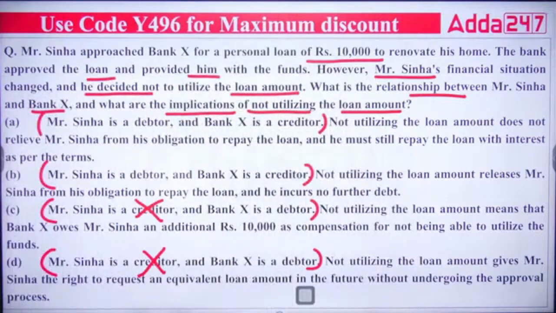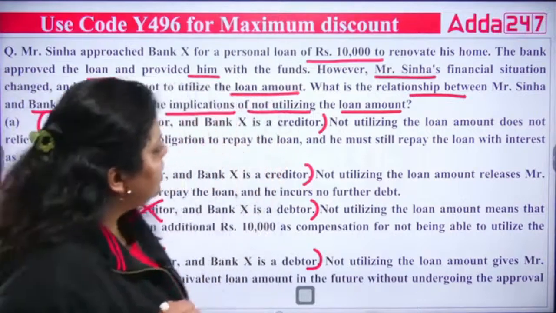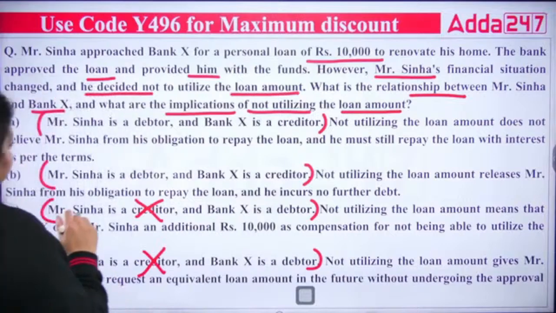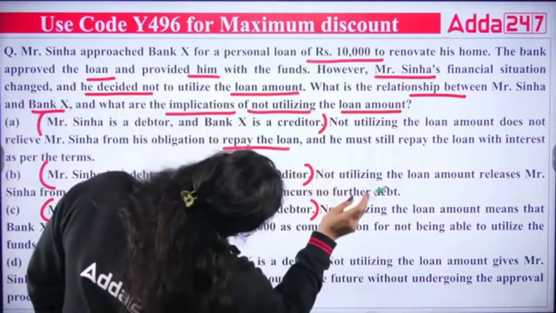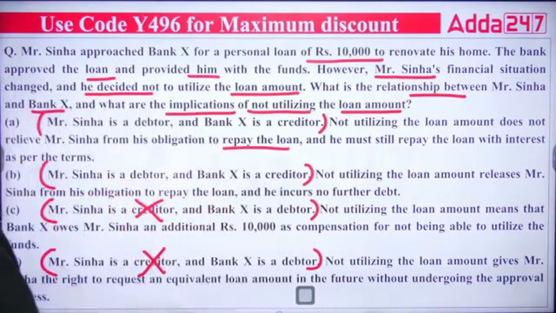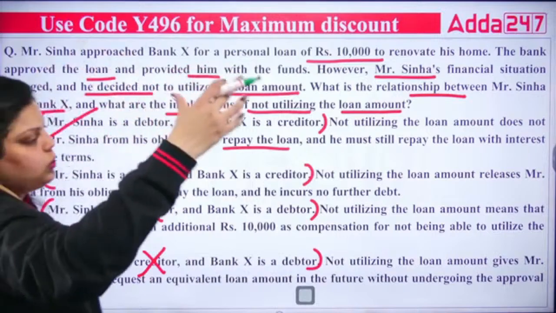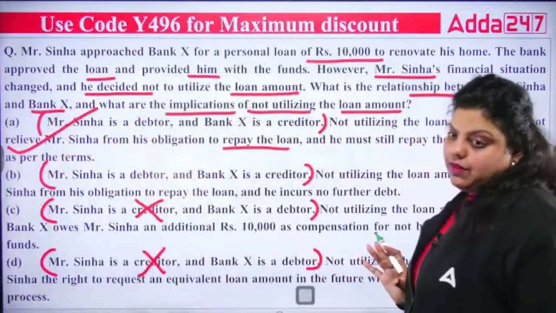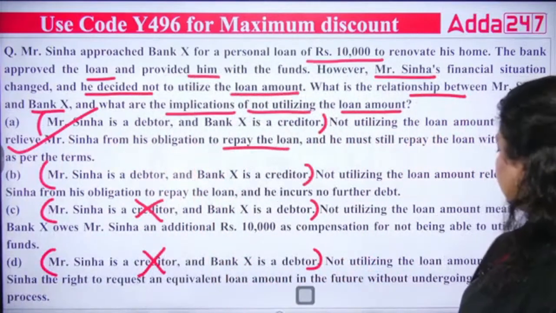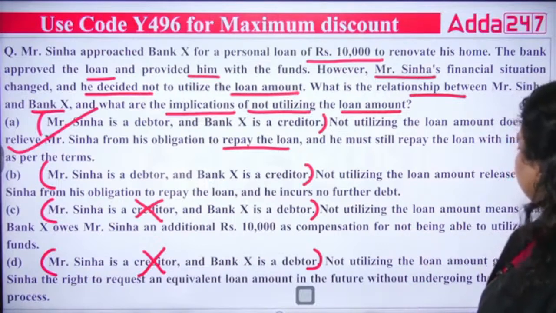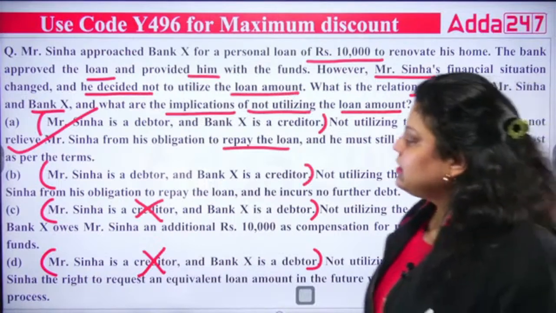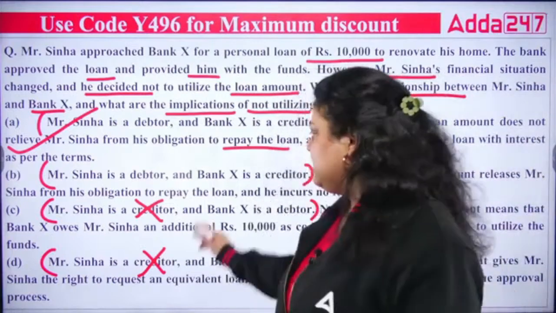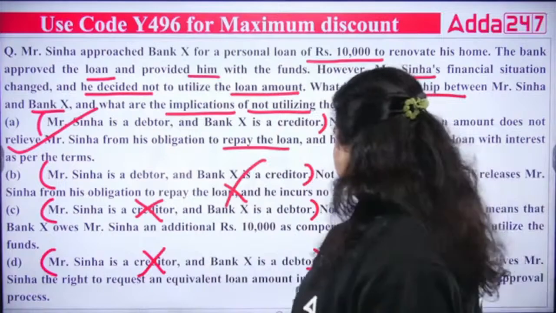Now, next, let's read the full statement. The remaining first statement is saying not utilizing the loan amount does not relieve Mr. Sinha from his obligation to repay the loan, and he must still repay the loan with interest as per the terms. And this is true. Doesn't matter you use that loan to renovate your home or not, doesn't matter. You have to repay that loan to the bank with the interest that have been defined. So the first is correct. Okay. Why second is not correct? Let's see. Not utilizing the loan amount releases Mr. Sinha from his obligation to pay. No, how you can release it? So the right answer will be A. So option number A is correct.